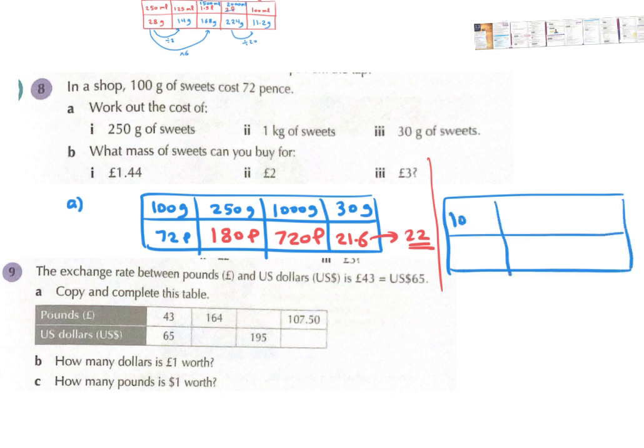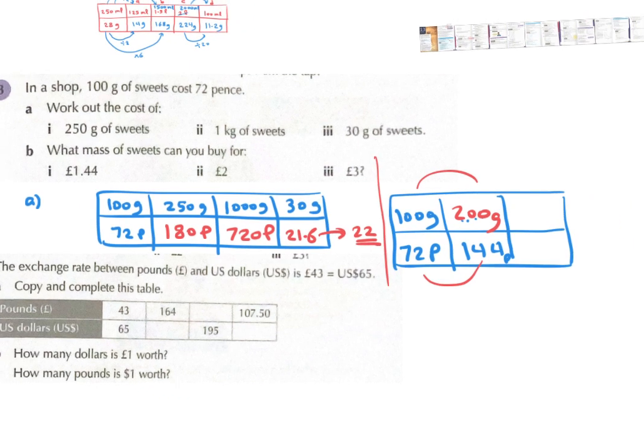For B, we have also 100 gram for 72 pence. Now we need how many grams with 1.1 pound and 44 pence. So you can convert. This means 144 pence. Now how to find number of grams? 200. Okay. If you cross multiply, or multiply by 2, multiply by 2, so 200 gram.